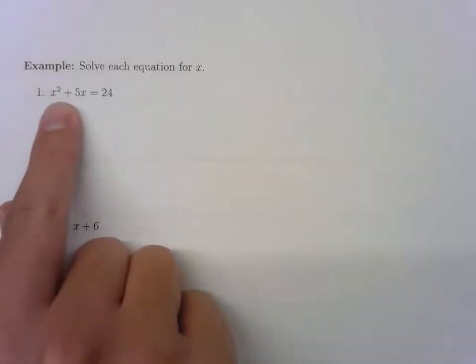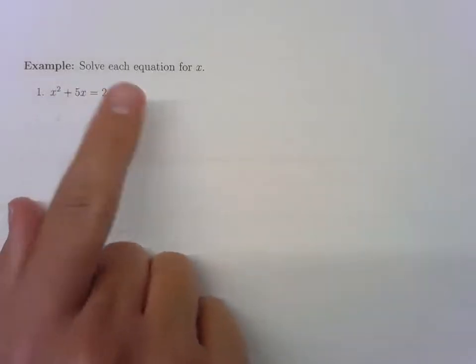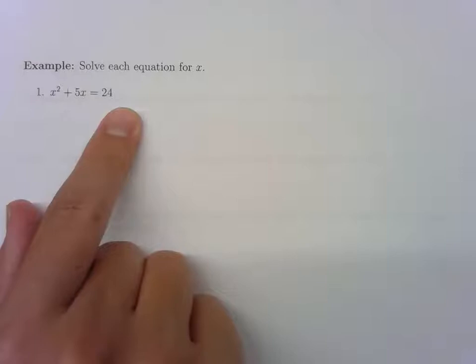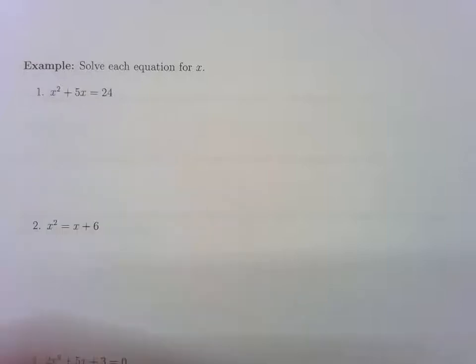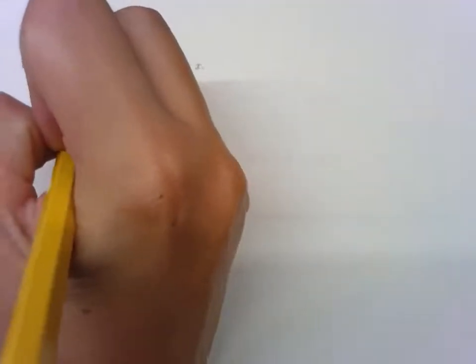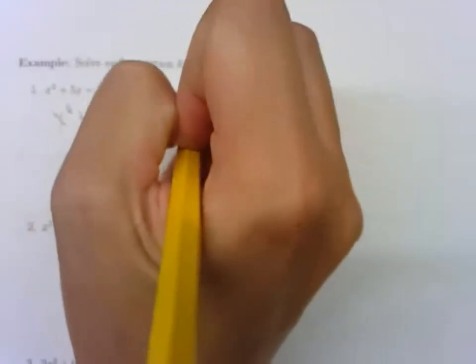Before we can even try to factor, one side has to be 0, which is clearly not the case here. I see a lot of students factoring this x squared plus 5x and then setting each term equal to 24. That is not correct. That is wrong. We have to have one side equal to 0, so we subtract 24 on both sides. So x squared plus 5x minus 24 equals 0.